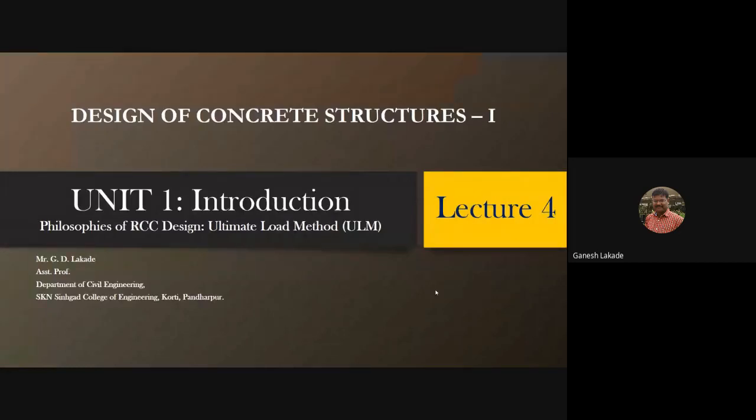So today we are going to discuss the philosophies of reinforced cement concrete design, and in that, today we are going to discuss the ultimate load method and the limit state method. In the last lecture, we discussed the working stress method, how it evolved, and what the main key points of that method are.